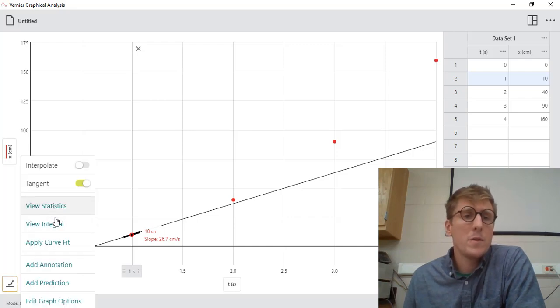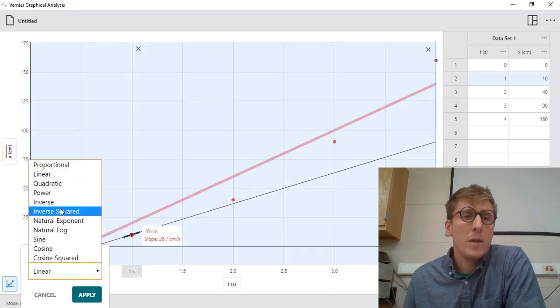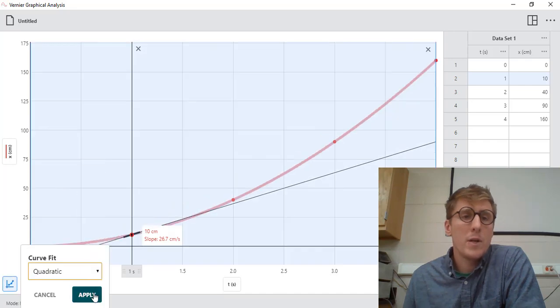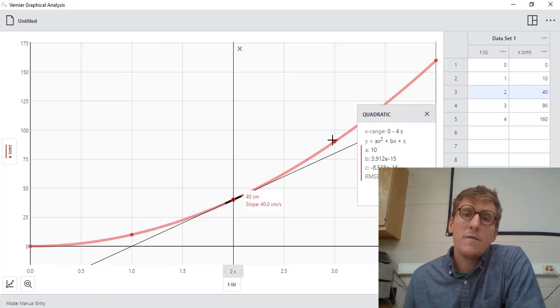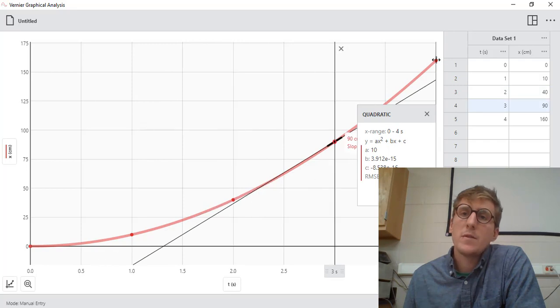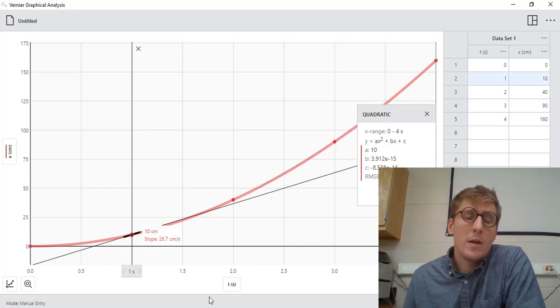And I can pull up the curve too if you apply a curve fit and put quadratic, because this is a quadratic curve. You can see that that tangent line lies kind of flat up against the curve at each of these different points, and the slope of that tangent line represents the slope of the graph at that point. So at 1 second, I have a slope of 26.7, and Graphical Analysis is super useful as an app.